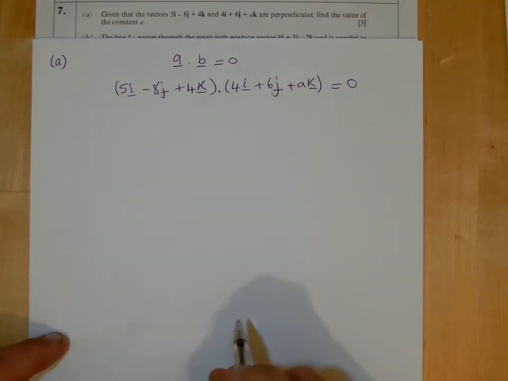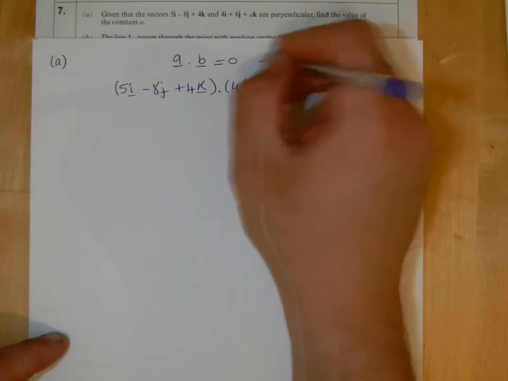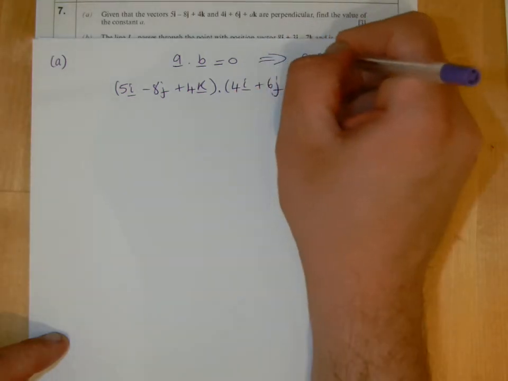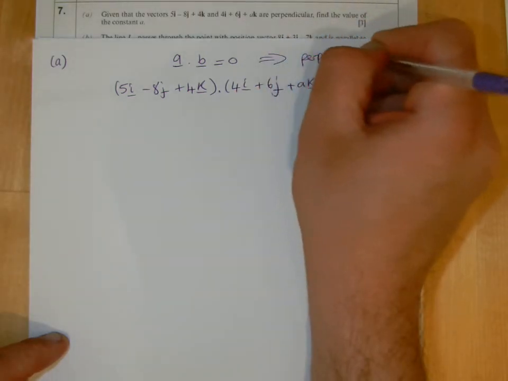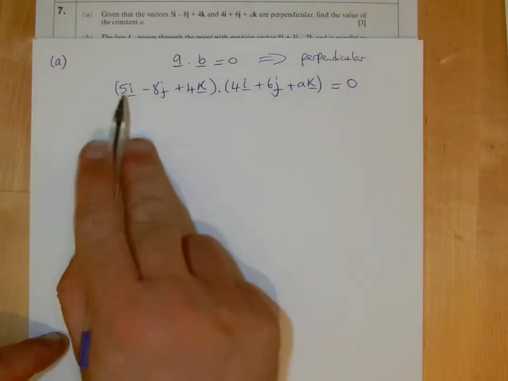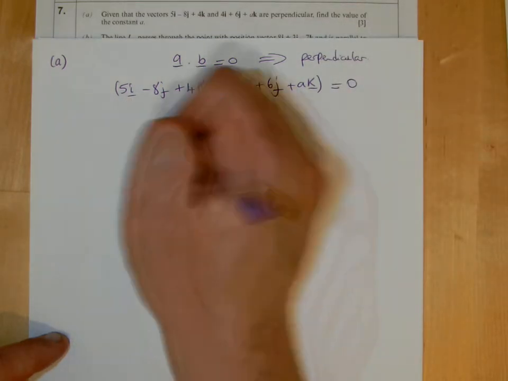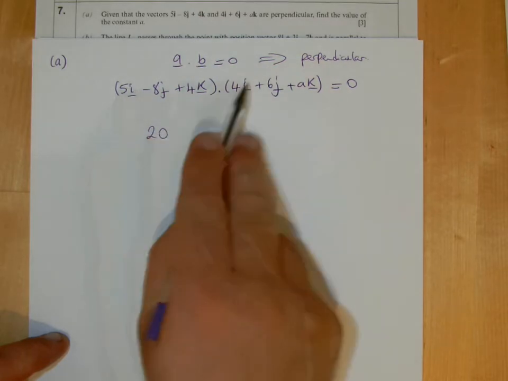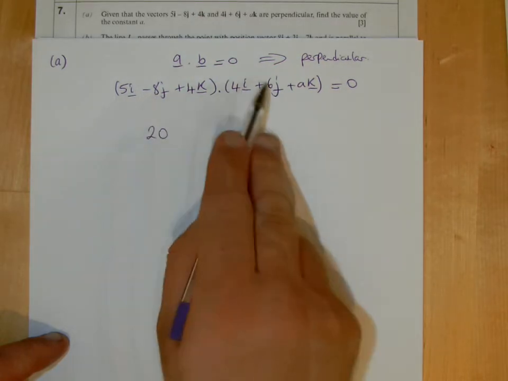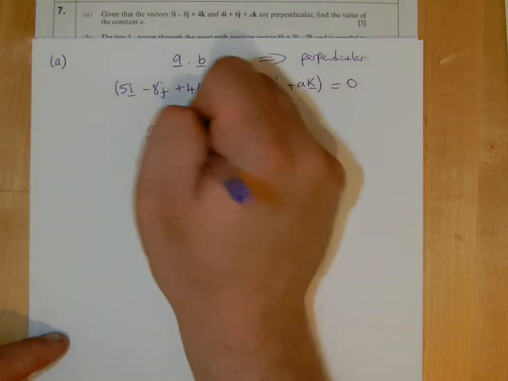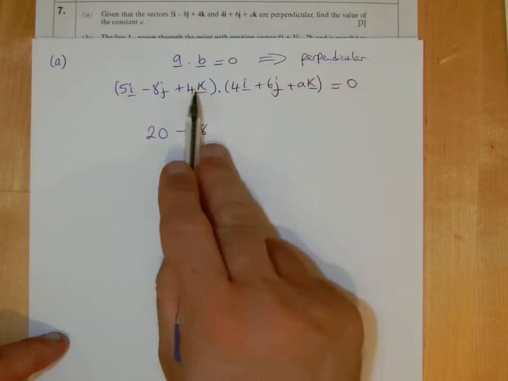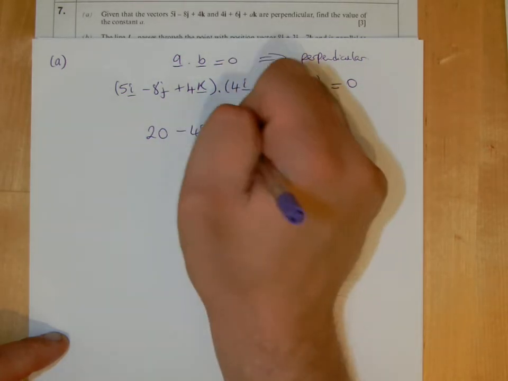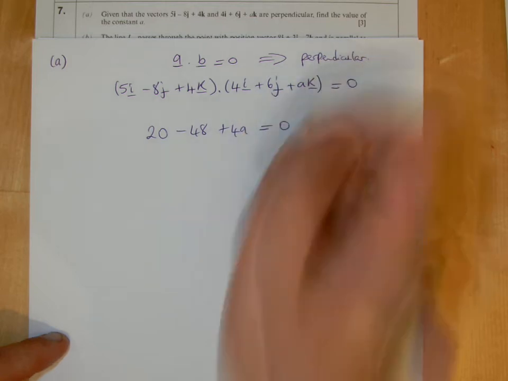That's what we're expecting to get because they are perpendicular. So when you dot them and they equal 0, it implies that they're perpendicular. So if I multiply them, 5 times 4 is 20, multiplying the i's together, and then the j's together, minus 8 times 6 is minus 48, and then the k's together, 4 times a is 4a, and of course that has got to equal 0.